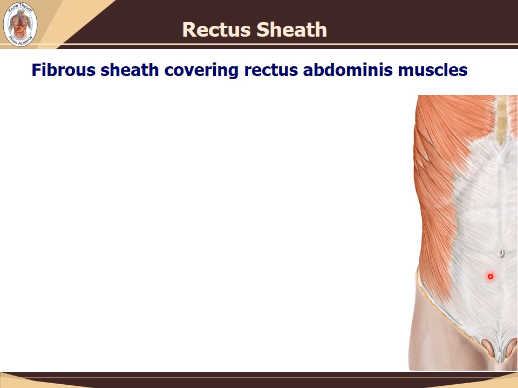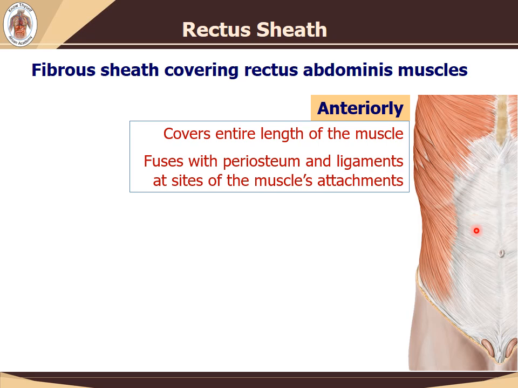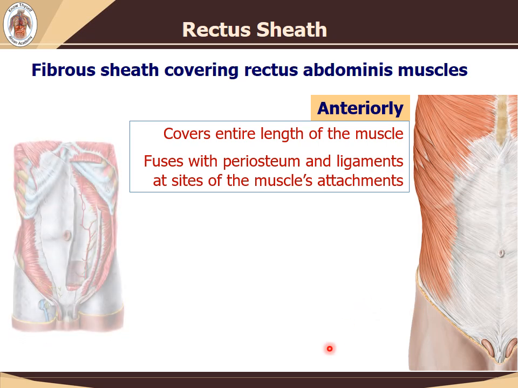Now, the rectus sheath. It is the sheath of the rectus abdominis muscle. You can see this is the anterior covering of the rectus abdominis muscle, and the muscle cannot be seen here. So it anteriorly covers the whole length of the muscle and fuses with the periosteum of the bones and ligaments. Below also, at the symphysis pubis, it covers the whole surface and is fixed at the upper and lower ends.